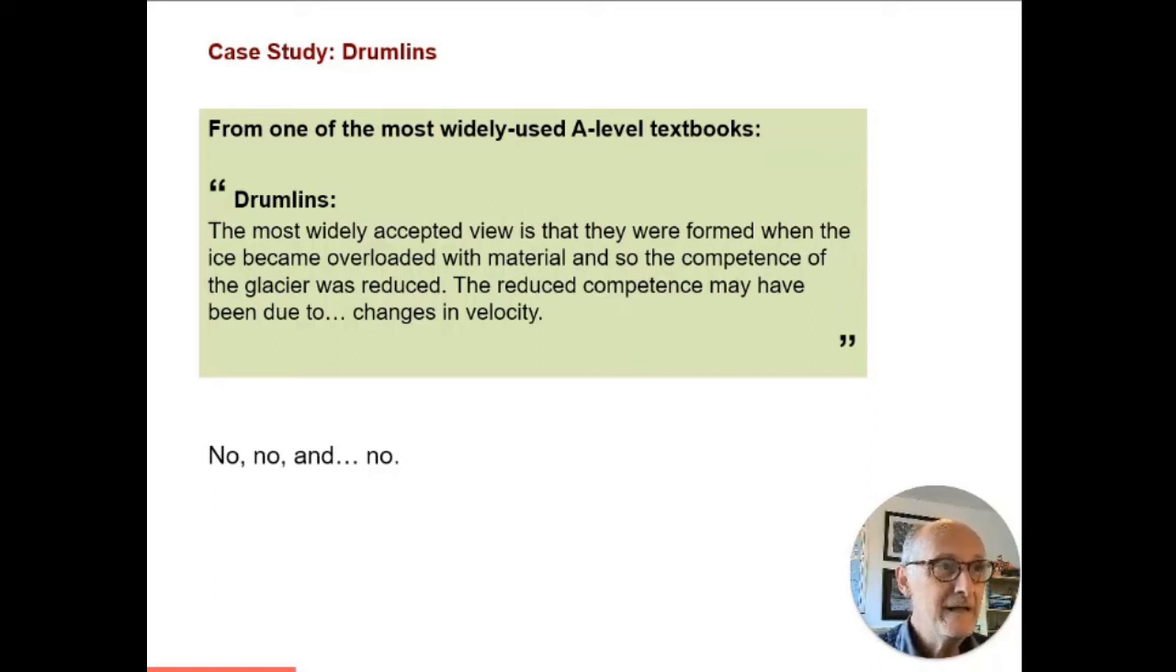And they say the most widely accepted view of drumlins is that they were formed when the ice became overloaded with material. That's not actually true. That isn't the most widely accepted view of how drumlins are formed. But they say the most widely accepted view is they're formed when the ice became overloaded with material so that the competence of the glacier was reduced.